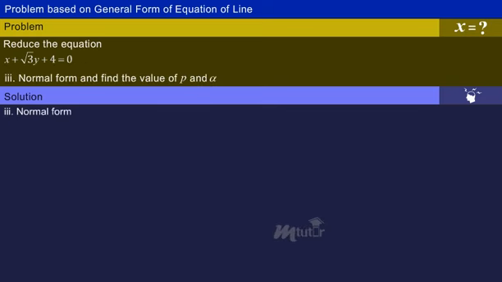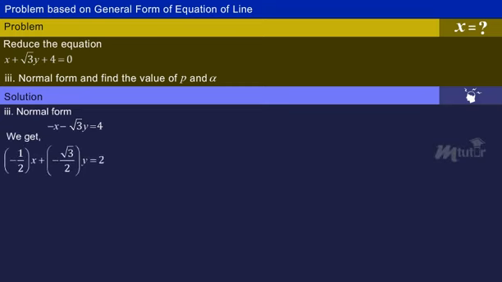Finally, we find out the normal form. The given equation is x plus root 3y plus 4 is equal to 0. Now, on simplifying the equation, we get minus x minus root 3y is equal to 4. Dividing by 2 on both sides, we get minus 1 by 2 into x plus minus of root 3 by 2 into y is equal to 2. Now, we see this equation is in the form of normal.